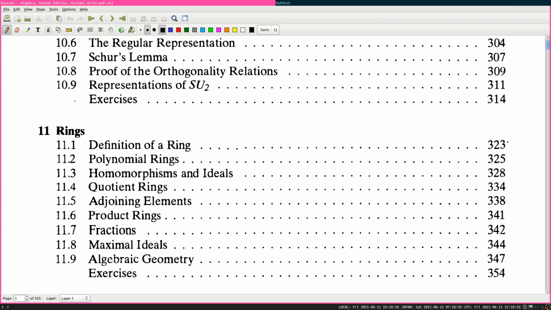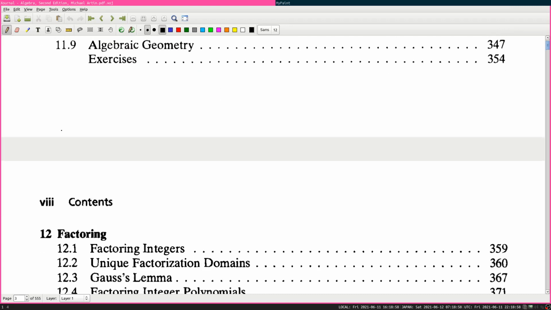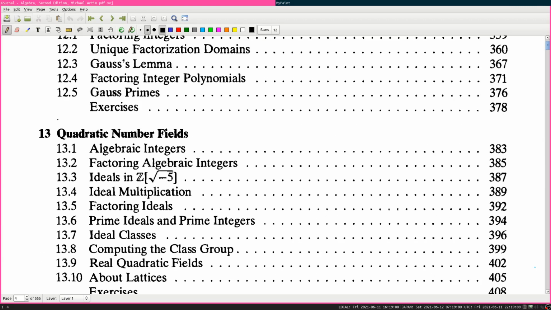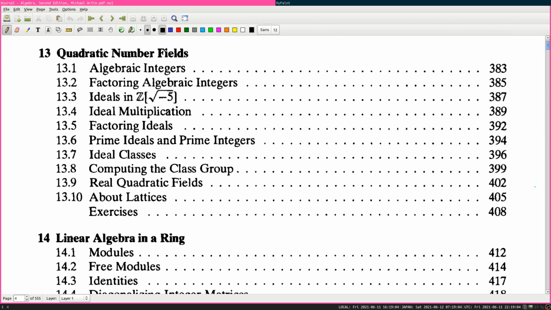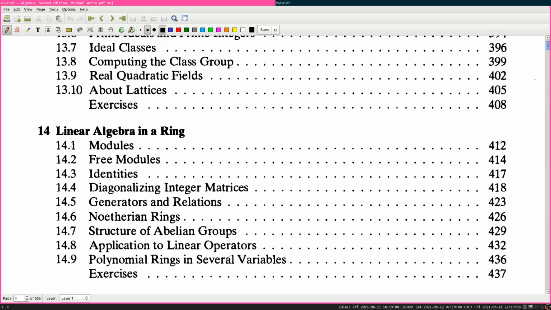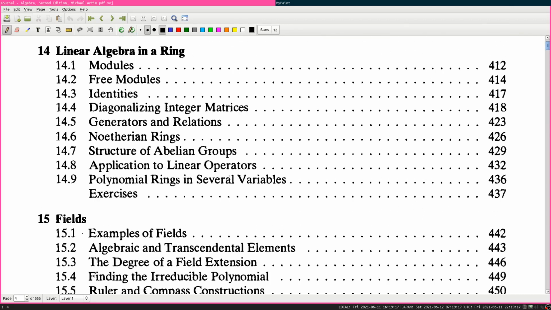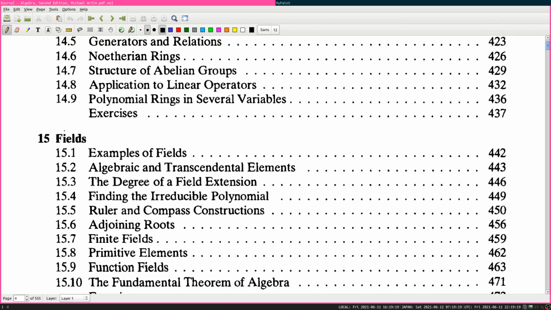Rings, this is the second fundamental topic in algebra. Factoring, so this is the core of abstract number theory here. Abstract arithmetic maybe would be a way to think about this. Linear algebra in a ring, so this is generalizing linear algebra. Fields, this is chapter 15.